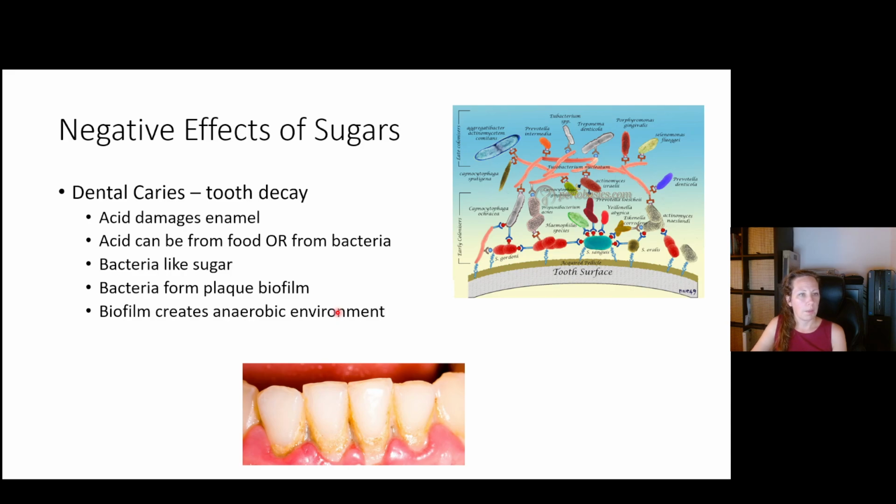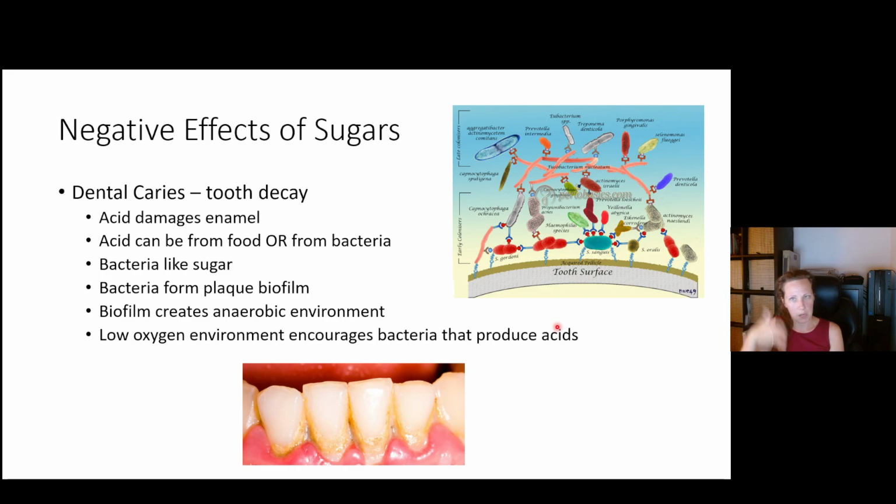Okay, that biofilm creates an anaerobic environment without oxygen. And when it's anaerobic, certain bacteria that like no oxygen are growing, they will use that sugar and produce acids, kind of similar to the fermentation of sugars that we talked about several slides ago. Okay, now these acids are on your teeth and decaying your teeth.